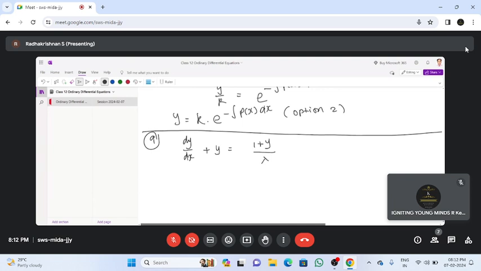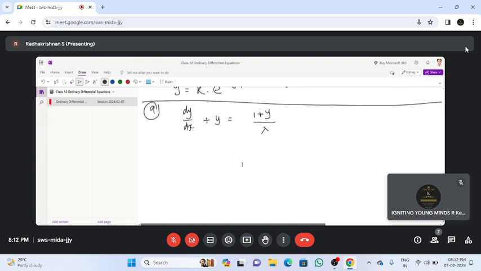e power integration of p dx. First, what do we do with this? First of all, the equation has to be in a particular form, right? Yes, sir. What is that form? dy by dx plus py is equal to q. dy by dx plus p of x into y equal to q of x. Remember, these should be functions of x only. y will mix out. We have to separate out x and y. So dy by dx plus p of x into y equal to q of x.